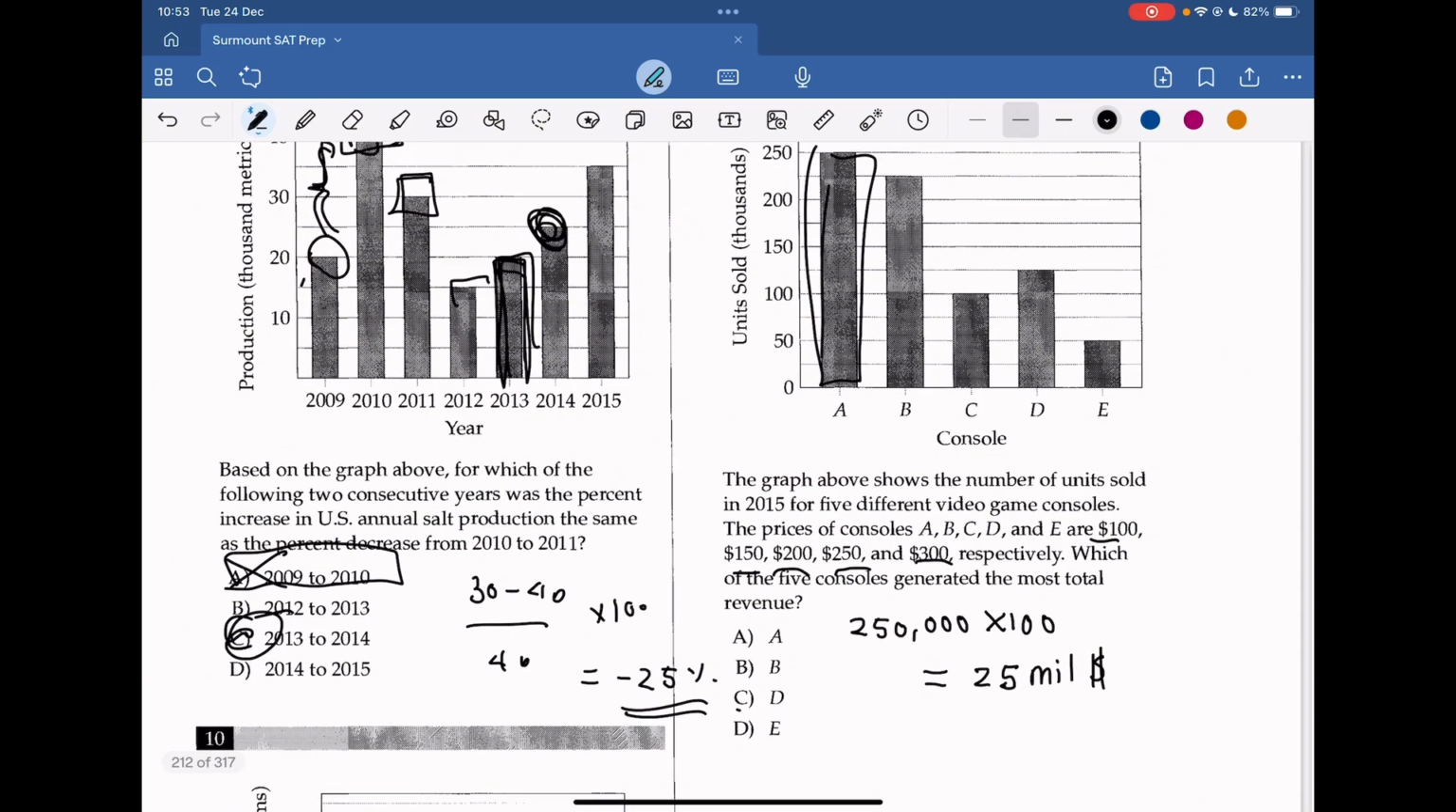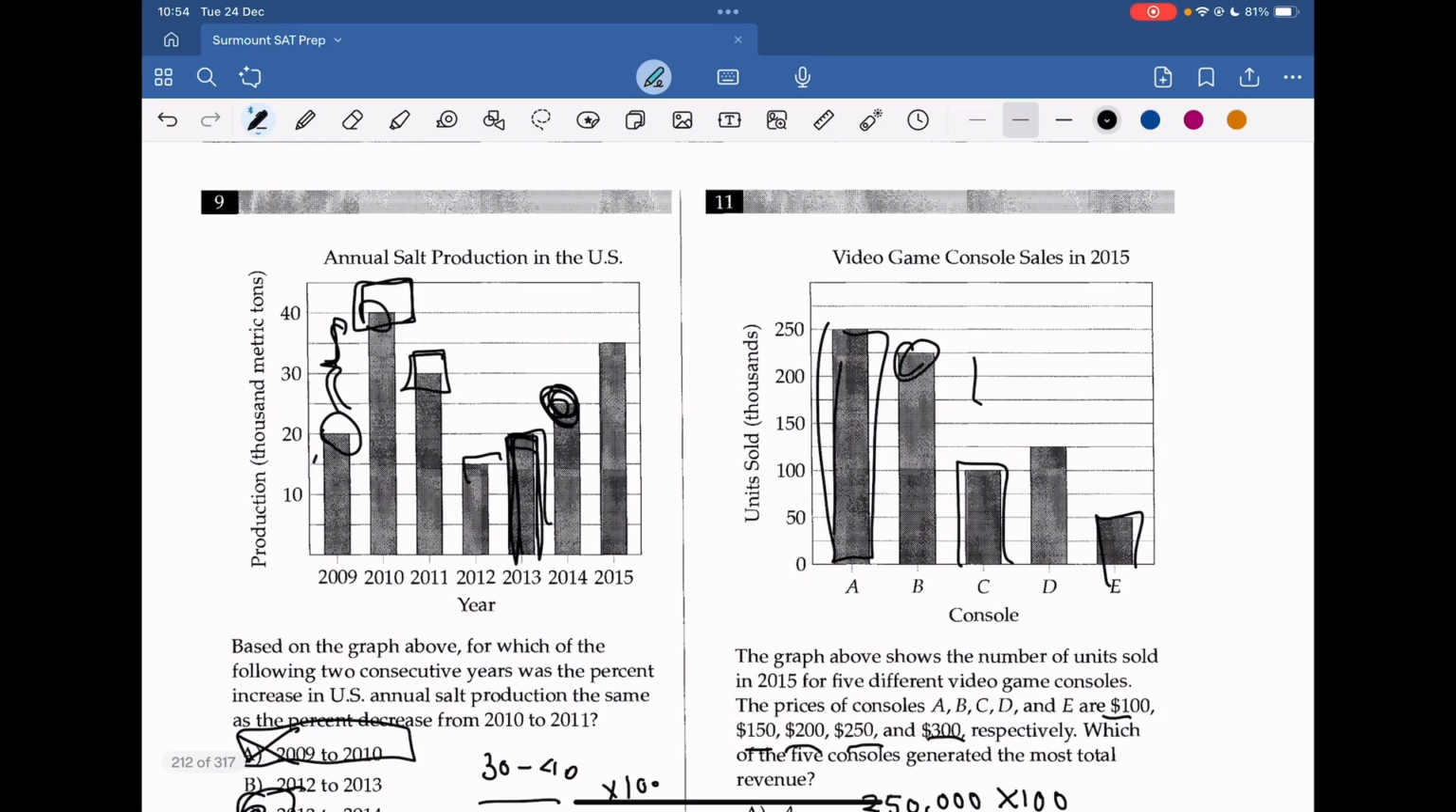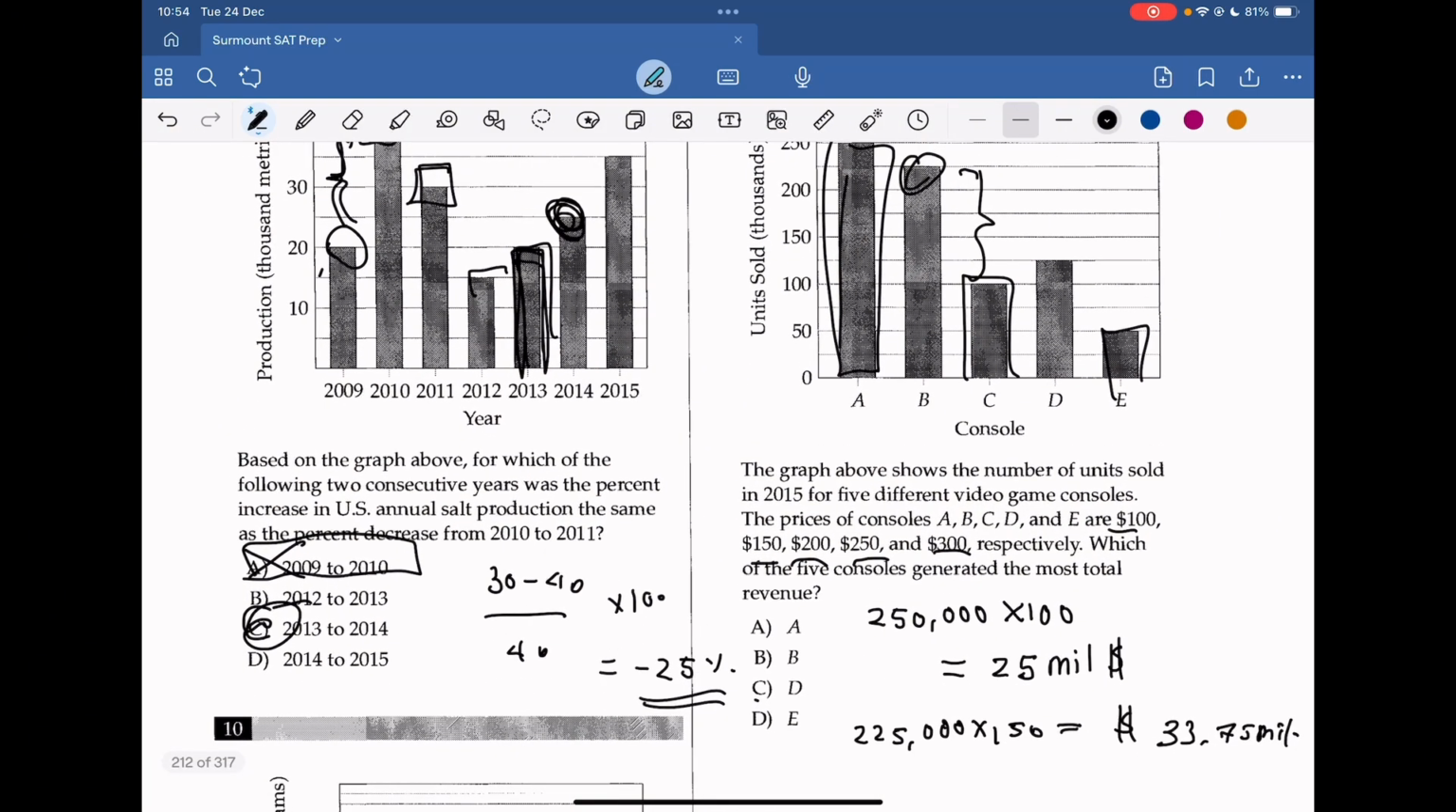Let's look at console B. So console B sold around 225. So 225,000 multiplied by 150. And if you put this in a calculator, we'll get 33.75 million. Let's take a look at console C. It seems as though we can kind of disregard console C to E. And the reason is because their units sold are significantly lower than A and B. So therefore, we can just ignore it.